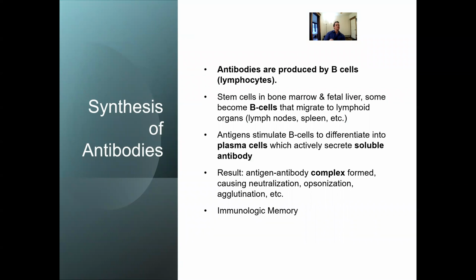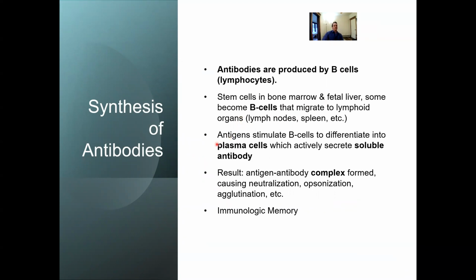Okay, so now we're going to start looking at the synthesis or the creation of antibodies. So just a brief breakdown here. So antibodies are produced by B cells. Very important. They're exclusively produced by B cells. They're not produced by T cells. Stem cells in bone marrow and the fetal liver. Some B cells can then migrate to the lymphoid organs. We showed that. Recall that diagram we had at the start.